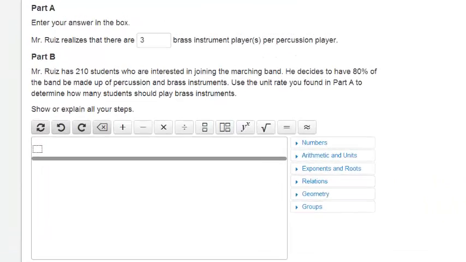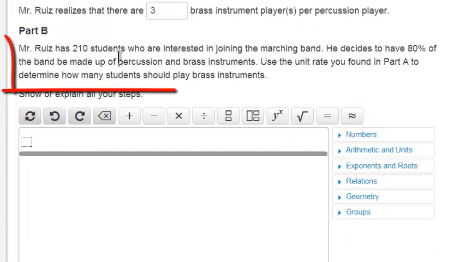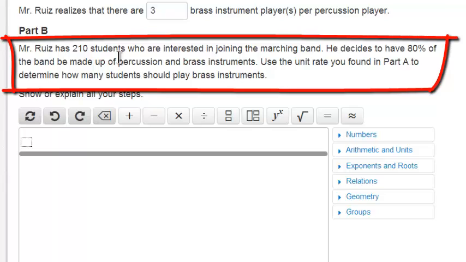Let's review this Part B question now. 210 students want to join the marching band. Mr. Ruiz will have 80% of the band be percussion and brass. Use the unit rates you found in Part A to determine how many students should be brass players.